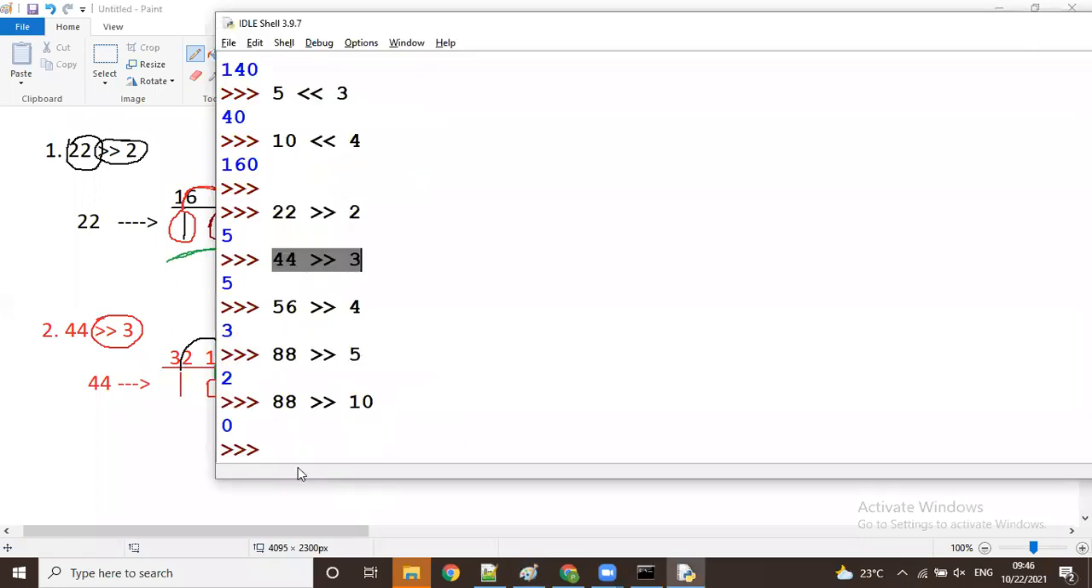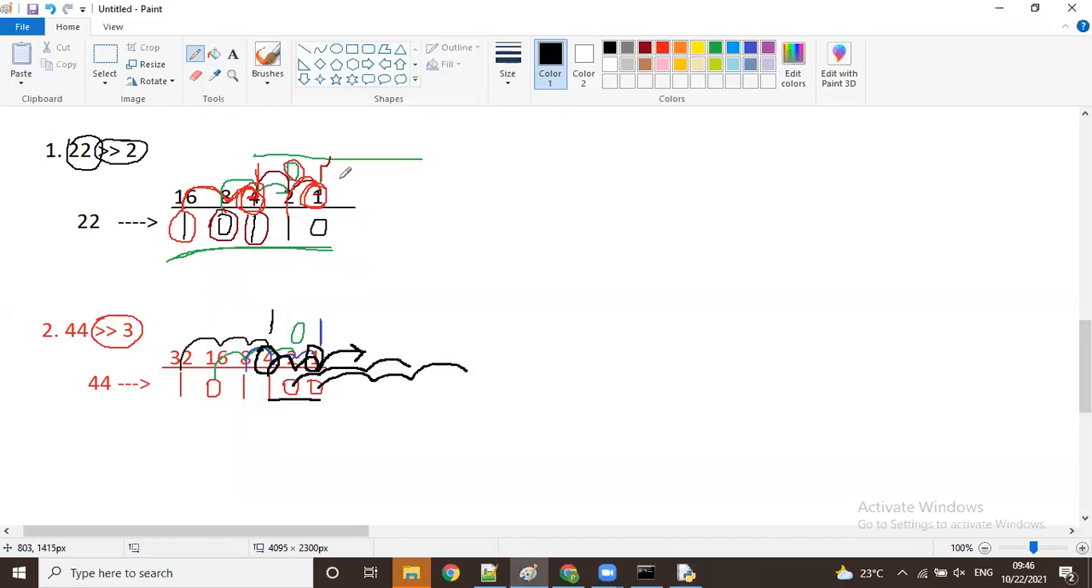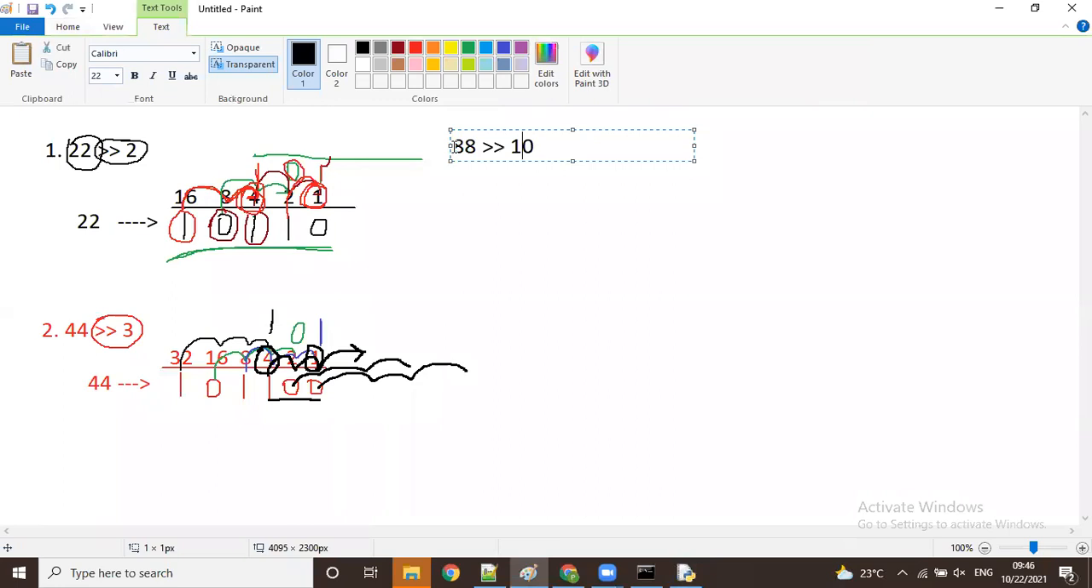See, the last one, 0 came. Why 0 came, sir? You can observe, guys. This is very, very simple. First of all, for 88, get the binary value.